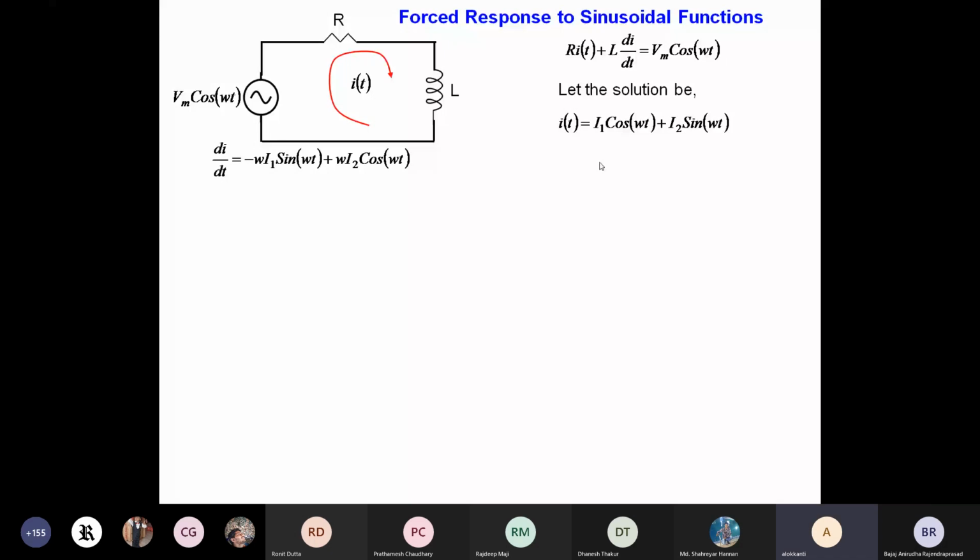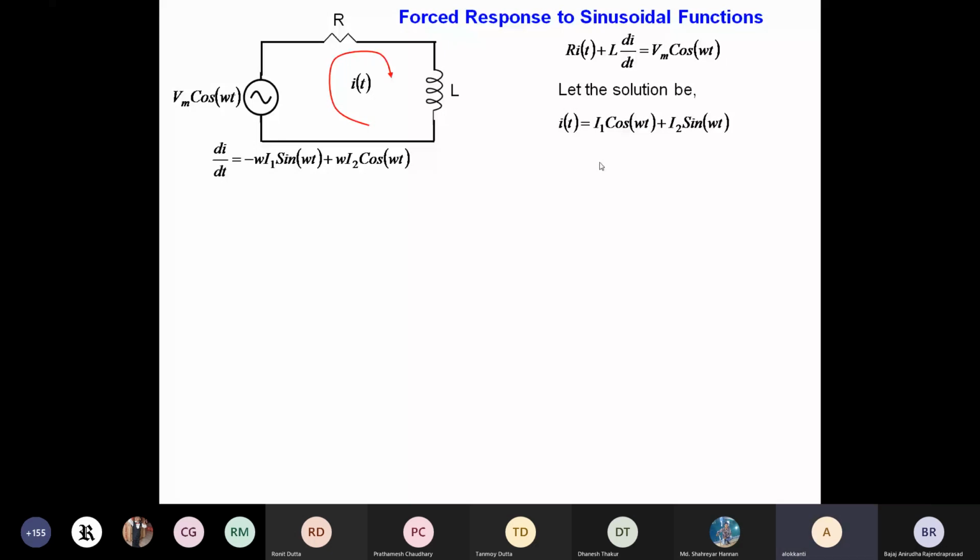Yes, the right-hand term is sinusoidal only, so the current will also have some sort of sinusoidal nature, and let us see what the form is. By differentiating a sinusoidal function, we can get only another sinusoidal function. That is why, since the right-hand side is sinusoidal, the left-hand side must be sinusoidal too.